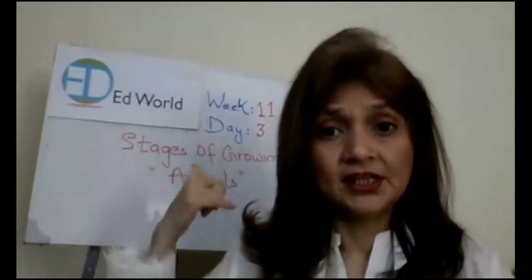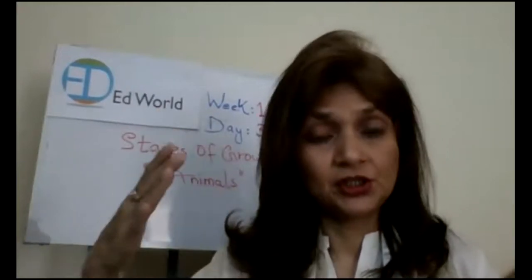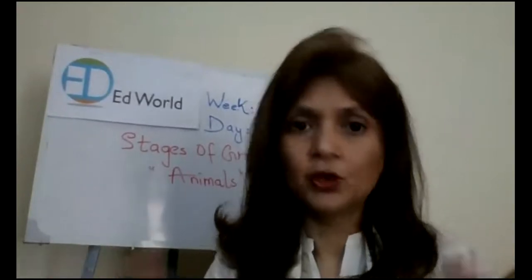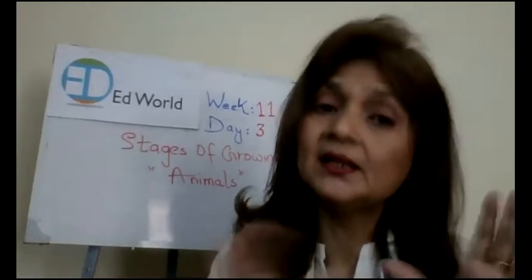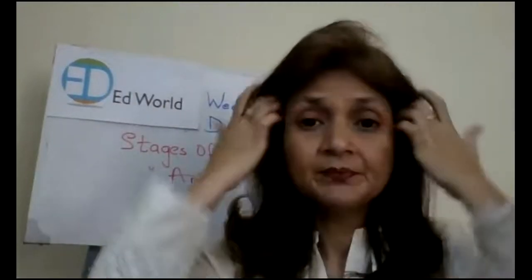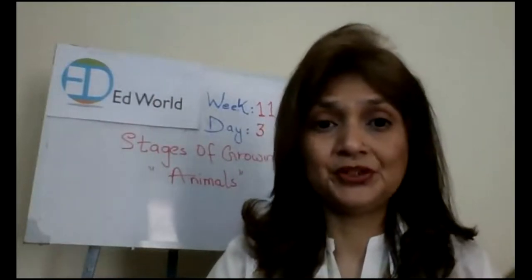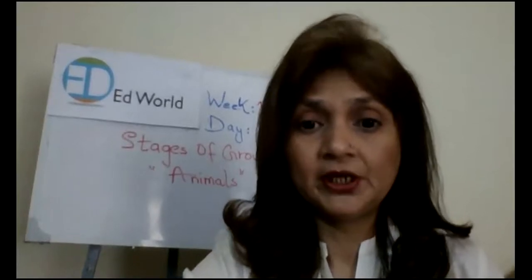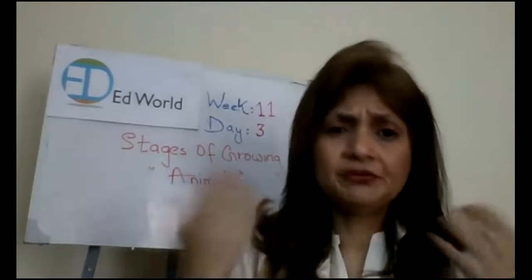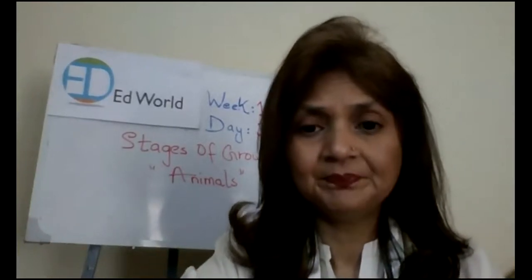You did stages of growing of human beings, which are all the same stages, right? Now stages of growing for animals are a little different, although the stages are almost the same, they are slightly different. Animals have a complete life cycle, and that life cycle we are going to do today. Now I'm going to share a presentation with you. Through this presentation, the life cycle of different animals will become more and more clear to you all. Okay, class? There you go.